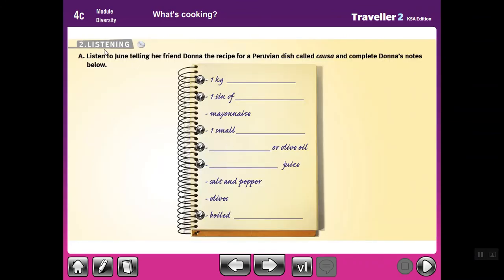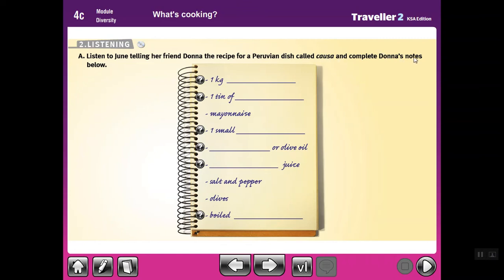Now we will come to exercise 2, listening. In the listening task, we will have two exercises, A and B. In A, you will listen to June. June here is a woman's name, telling her friend Donna the recipe. The recipe here is the ingredients and instructions and the procedures you need to follow to make or prepare a dish. Peruvian food here relates to a country in South America which is called Peru. The dish is called causa. This is the dish which you listen to the ingredients and the recipe about, okay?